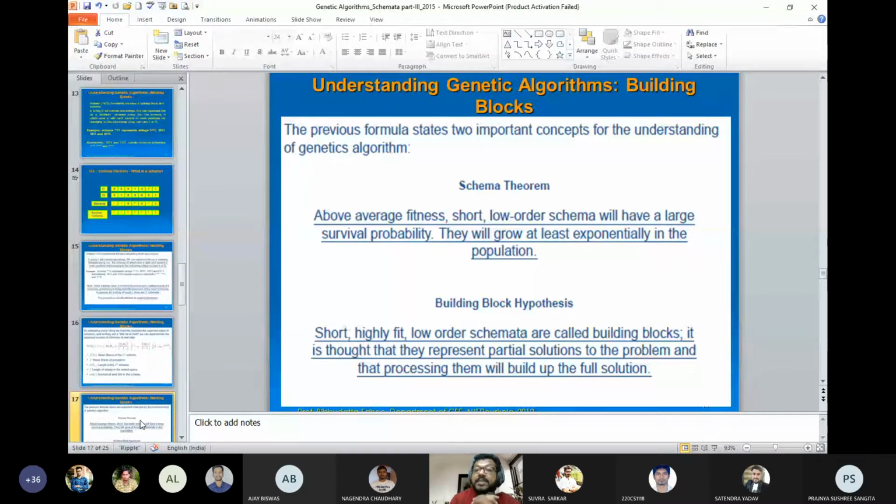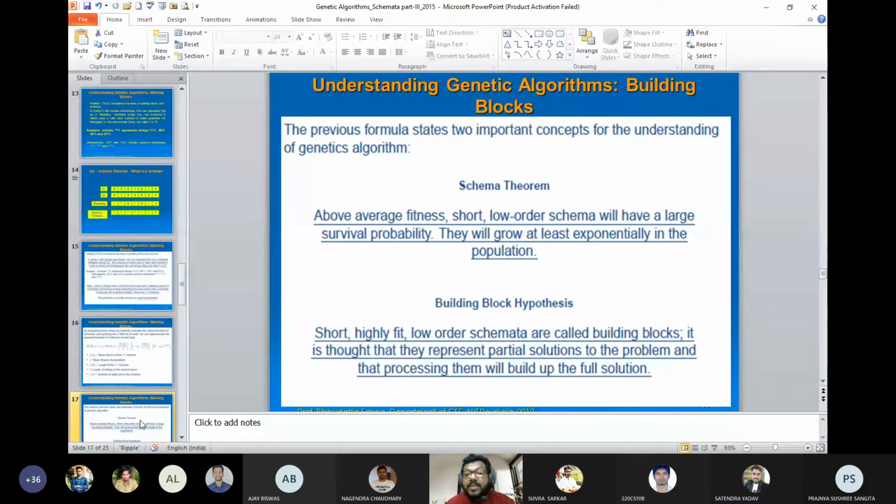Suppose I want the first item to be selected and the second item to be selected. That schema must obey these things: above average fitness, length should be short and its order should be low, so that we can carry that good information to the next generation. That means I have to select the first item, and I have to select the fourth item. If this is my requirement to have a better solution, it has to be carried.